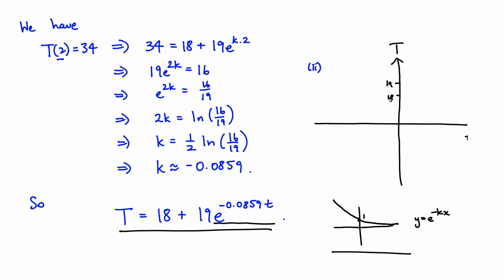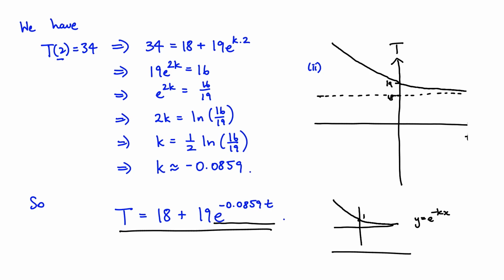This is 19. And so instead of approaching 0, because we're moving the whole thing up 18, the graph is going to have the same basic shape, go through 19 now, and then approach positive 18, because again, we've shifted it up 18. And that's the graph of this temperature function.